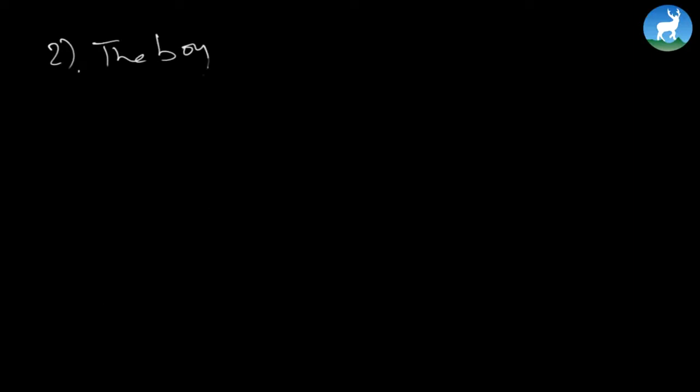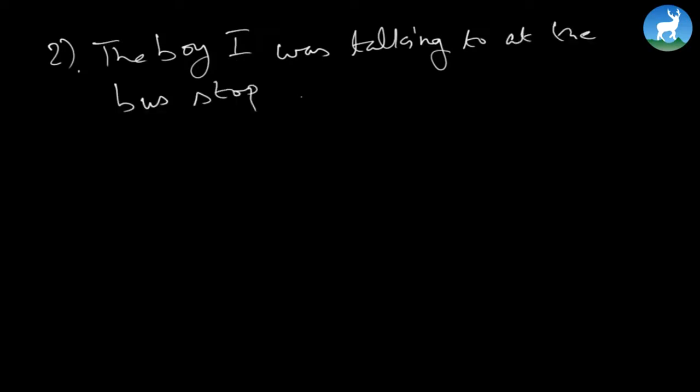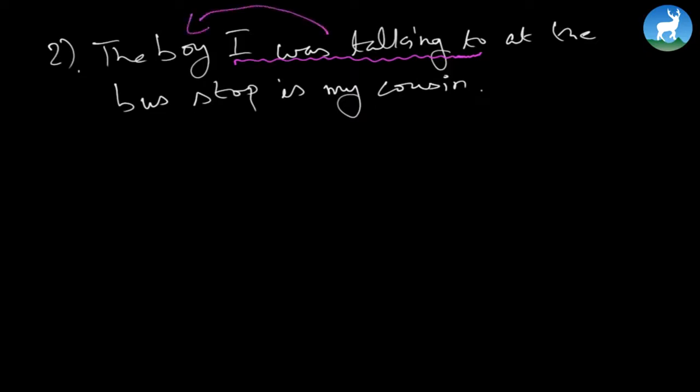Let's look at the second example. The boy I was talking to at the bus stop is my cousin. Here, "I was talking to" is a clause. The boy is the subject here, and "I was talking to" defines the boy itself. He was talking to this particular boy. This narrows down the subject. The boy I was talking to at the bus stop is my cousin. So this is what we deal with in relative clauses.